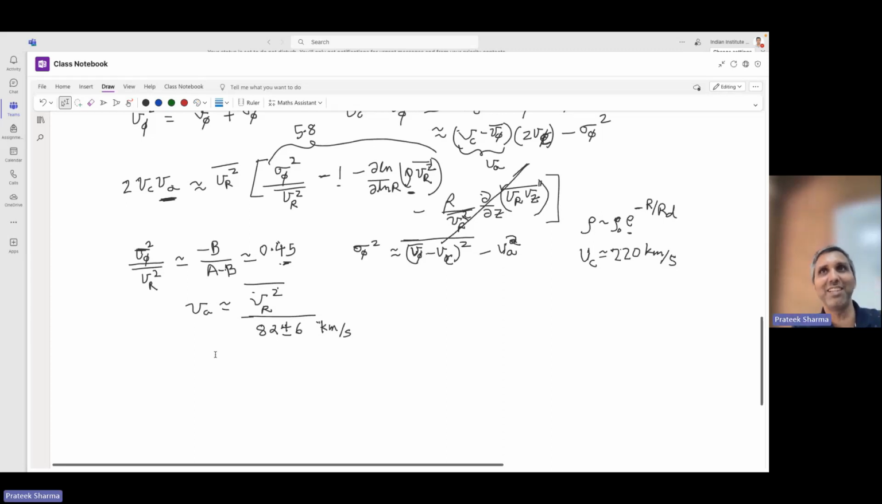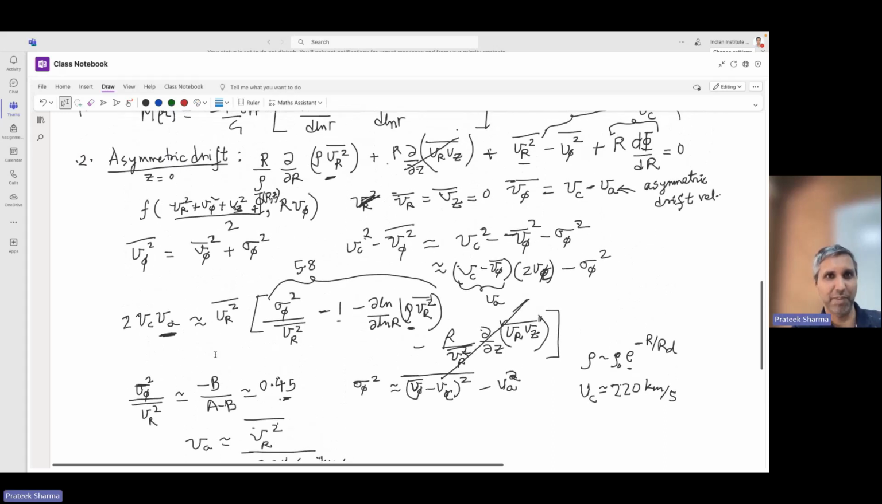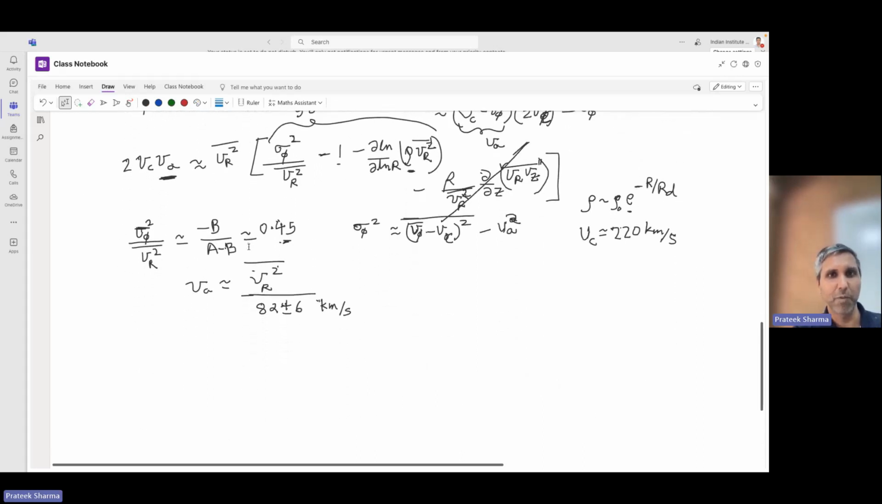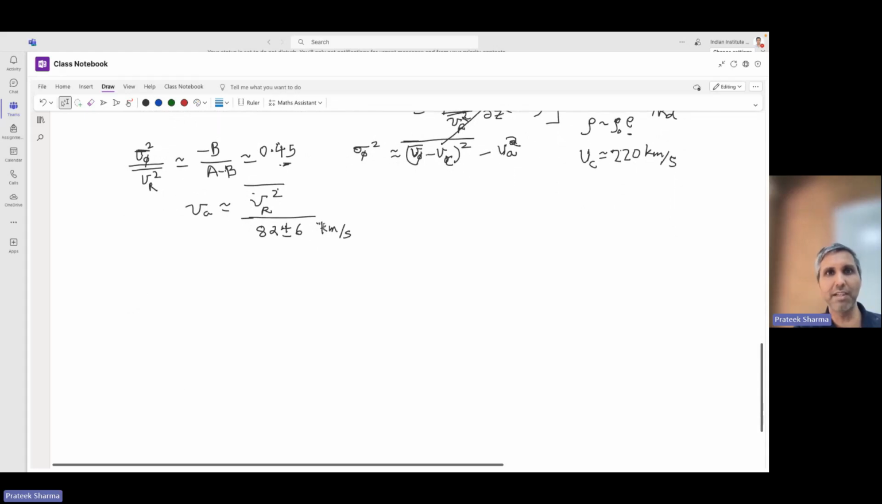What it means is this assumption of f just being a function of this is not correct, right? From this, you can just infer, deduce that those have to be equal. Okay, so this is the asymmetric drift. So let me actually ask you guys a question. We had learned about this thin disk and the thick disk of stars. Which of those stars do you think will have a higher asymmetric drift velocity, and why?